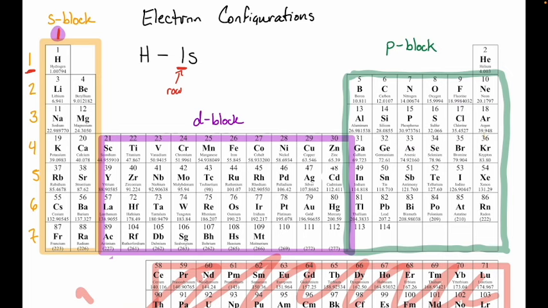But helium's kind of weird because it's really teeny tiny. It can only hold 2 electrons. So actually, helium should be right here when we're doing our electron configuration. Okay? So, what is then the electron configuration of helium? It lives in that first row of the S block, so it's a 1s orbital. But now it's in the second column, so it's 1s2. It's got 2 electrons in that 1s orbital.